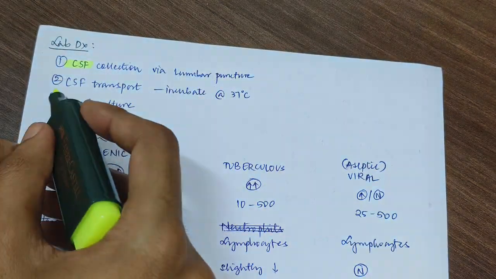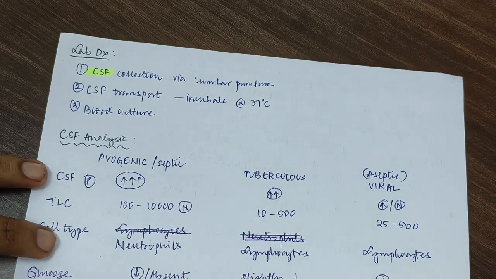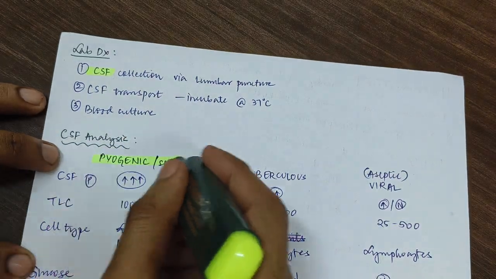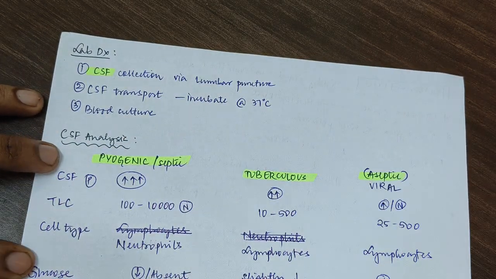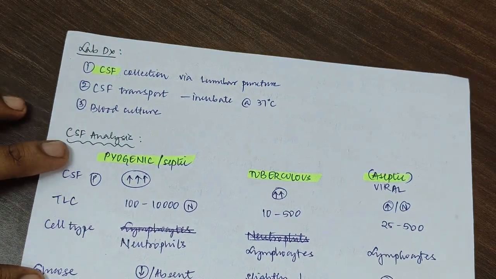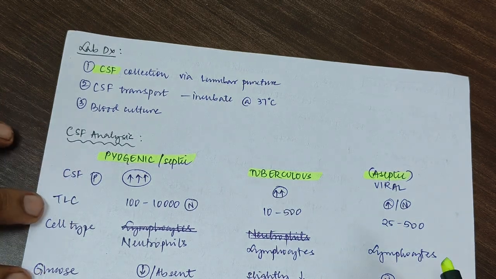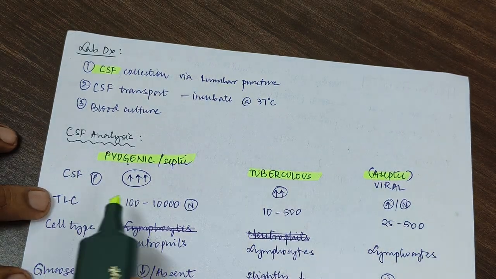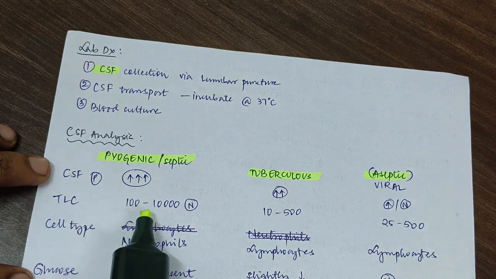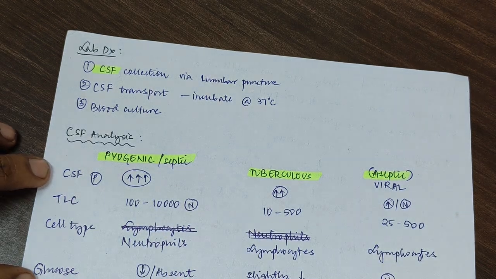You're going to collect the CSF, transport it, incubate at 37 degrees Celsius. Then blood culture. CSF analysis basically: pyogenic, tuberculosis, and aseptic or viral. CSF pressure is maximally increased in case of septic, it is normal in case of viral, and mildly elevated in case of TB. Whereas total leukocyte count, it is 100 to 10,000 here. Again it is 10 to 500. Here it is 25 to 500.